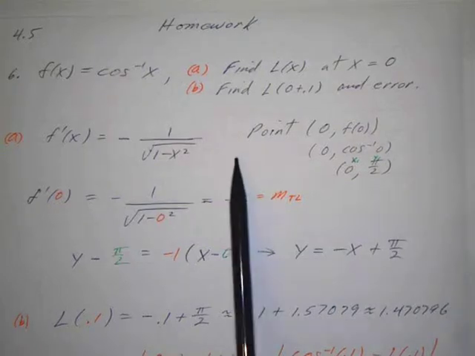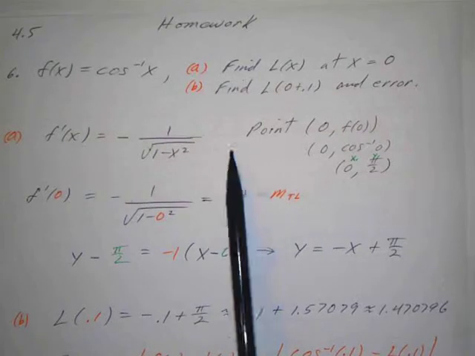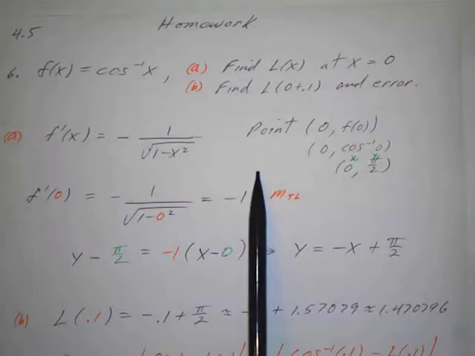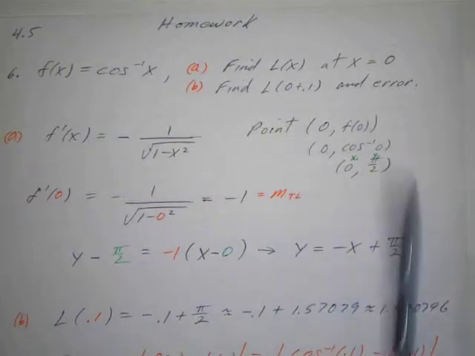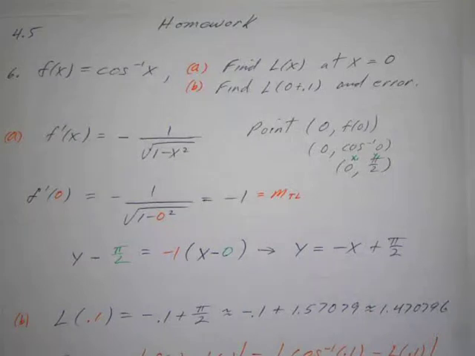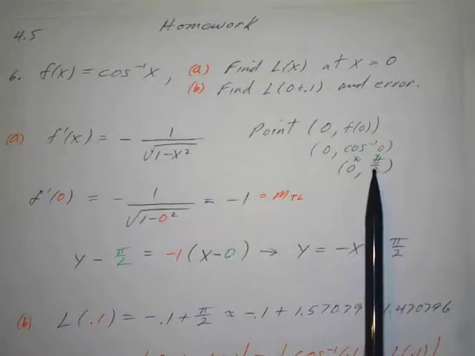Okay, if we look at the cosine, it starts at 1, and then at pi over 2 the value is 0. So the angle that has a cosine of 0 is pi over 2, and it has to be in the domain of the inverse cosine, so it's from 0 to pi. Okay, so pi over 2 fits in there.